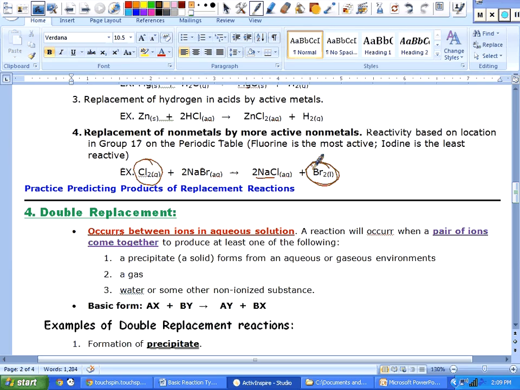H2, N2, O2, F2, Cl2, Br2, and I2. The gun and the bullet. H2, N2, O2, F2, Cl2, Br2, and I2. That's 7 diatomics. All right. I have 2 more I want you to try.